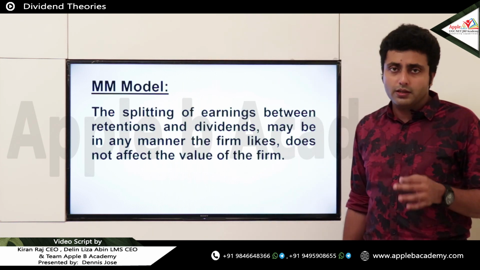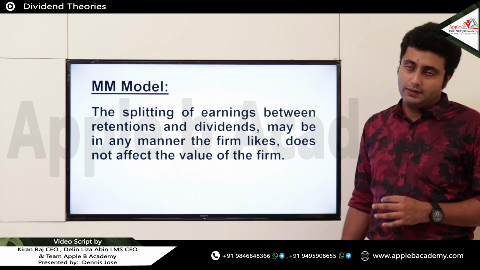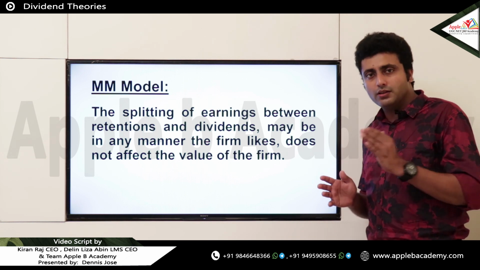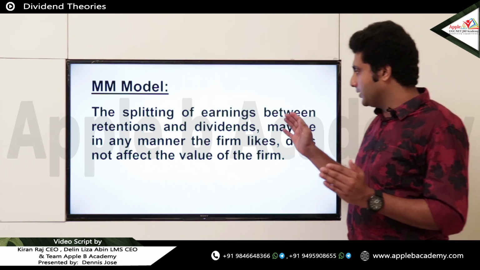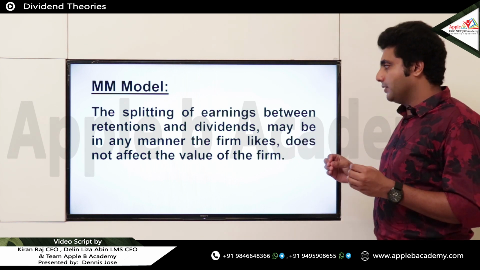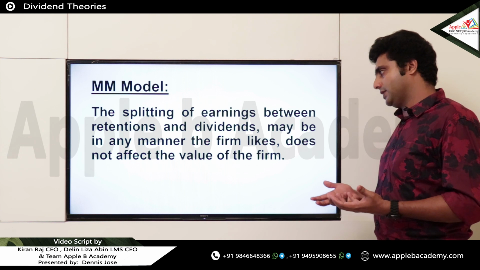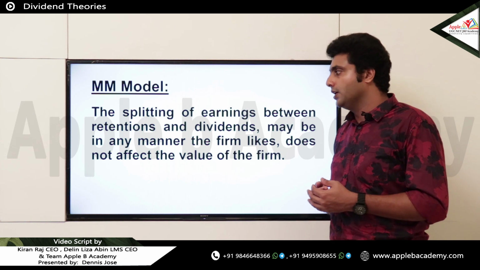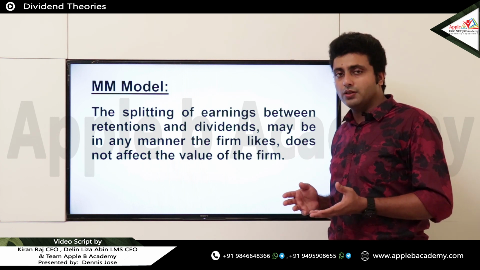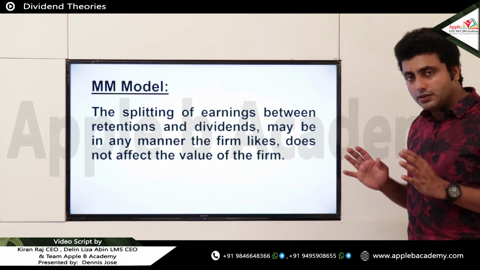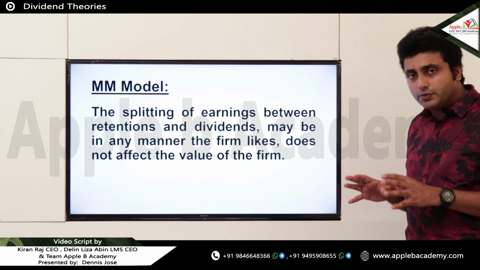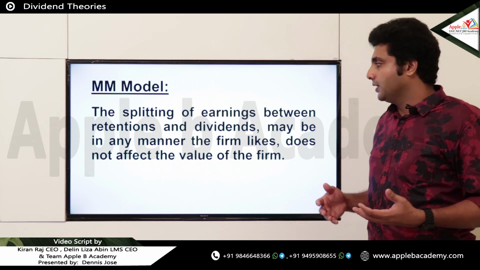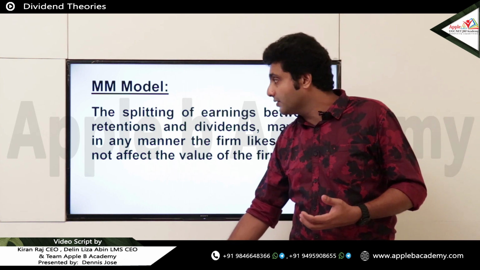The next model in the theory of irrelevance is the model. The splitting of earnings between retention and dividend. So, either you can retain the profit or give out as dividend. The splitting of earnings between retention and dividend may be in any manner the firm likes, it does not affect the value of the firm. So, it is up to the firm to decide on the payout ratio or the retention ratio, and that is the core decision of the firm. Nobody is going to balance that, and it does not affect the value of the firm. That is again an irrelevance theory.